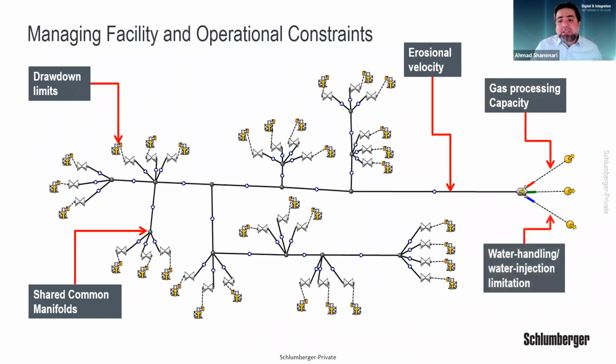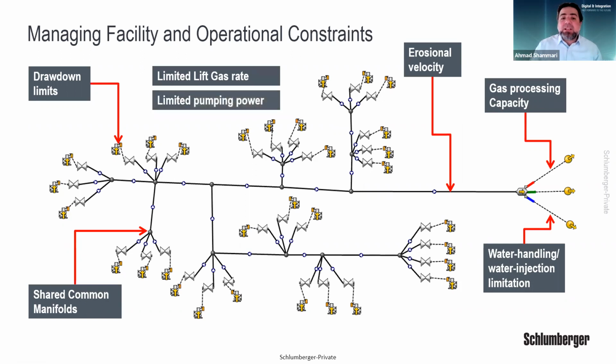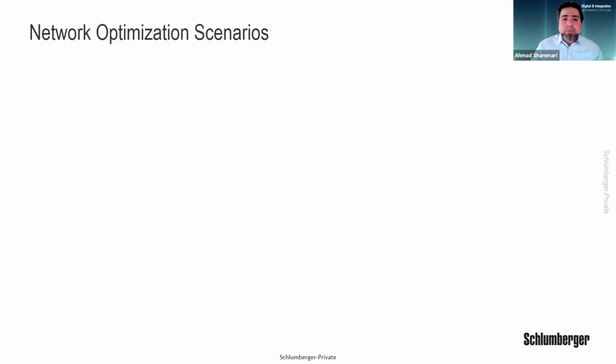Gas processing capacity or water handling, water injection limitations. So this is what we call the facilities capacities. Limited lift gas rate, limited pumping power. All these are constraints that I need to consider when I operate my field, okay? And that's why we need what we call the network optimization. Network optimization is a big challenge.